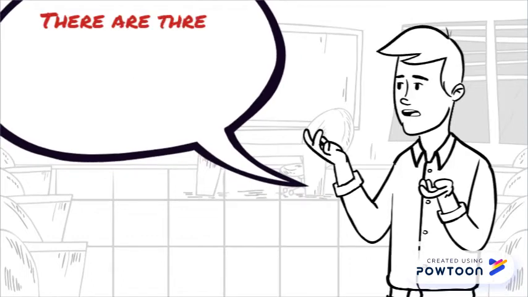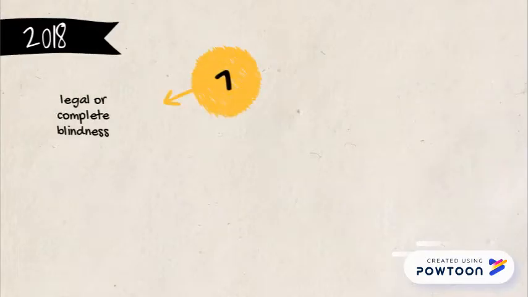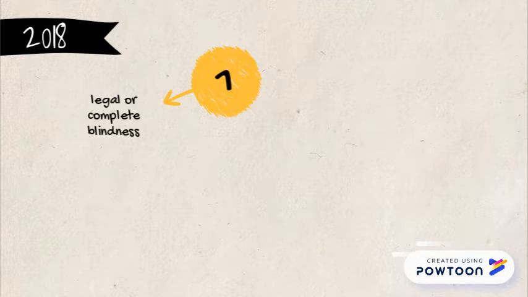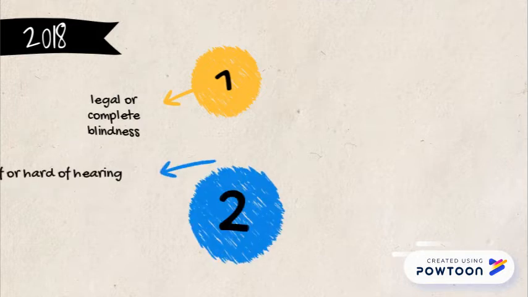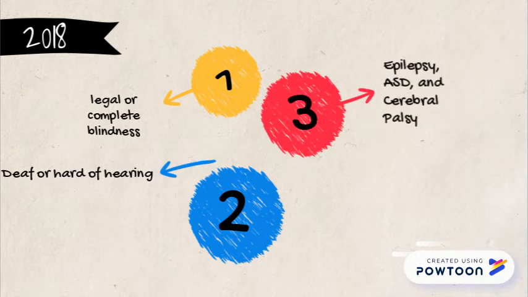There are three types of sensory impairments seen in today's classroom. The first is visual impairments such as legal or complete blindness. The second is auditory impairments such as being deaf or hard of hearing. Then there are other impairments such as epilepsy, ASD, and cerebral palsy.